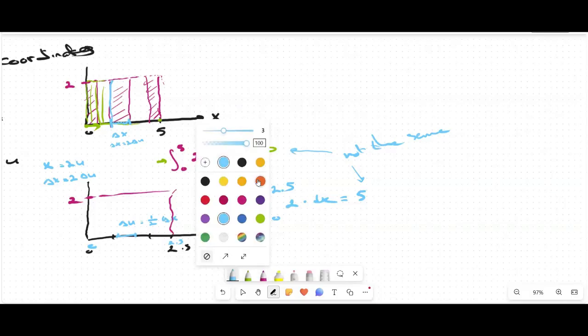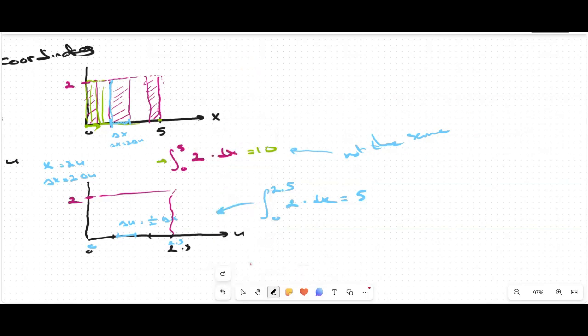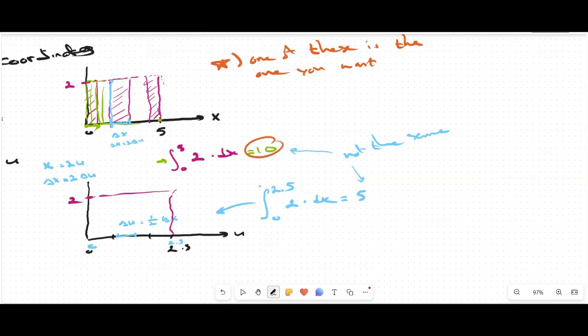But here's the deal. One of these is the one you want, for whatever reason, for whatever measuring system you're in, or however you might think about it. One of them is the one you want. And so the question is, how do you get the one you want, the number you want, which in this case is 10?